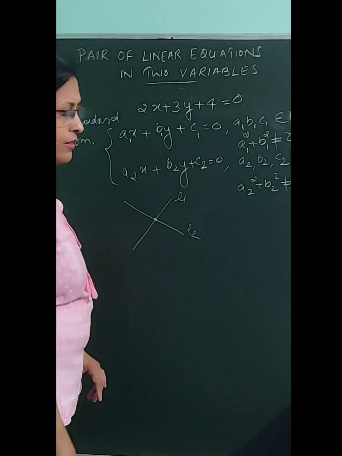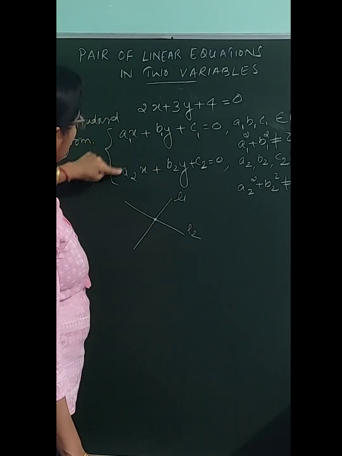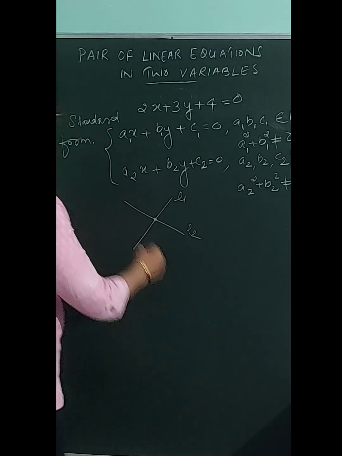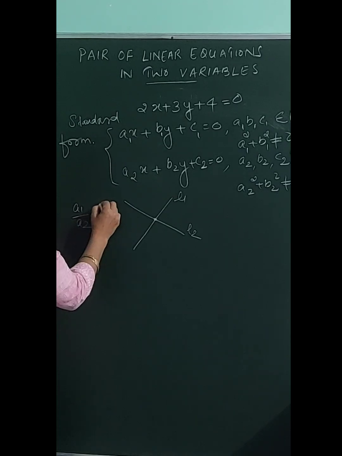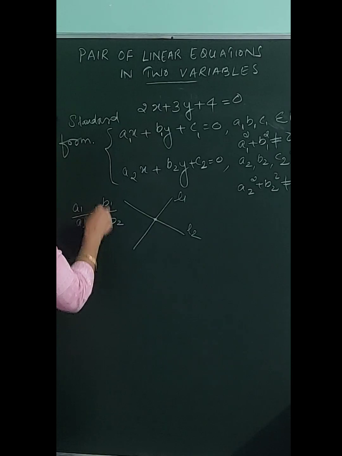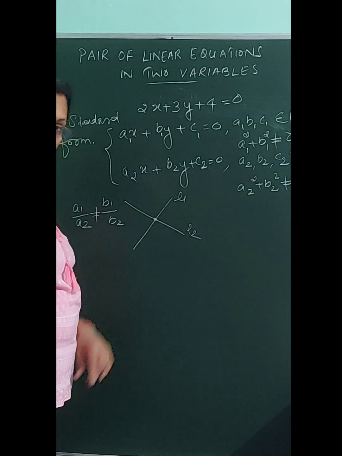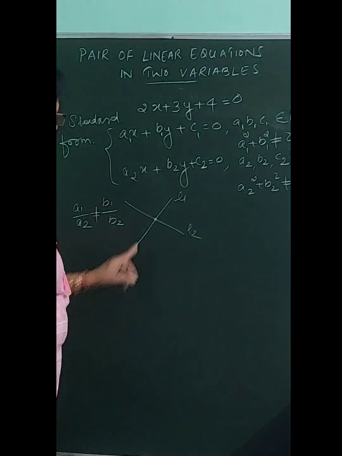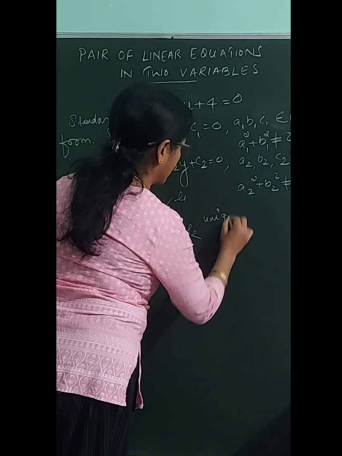When will this happen? For this, we will take the ratios of the coefficients of x and y. If the ratio of the coefficient of x and the ratio of the coefficient of y are not equal, this scenario will happen. The lines will intersect at a single point and we will say the lines have a unique solution.